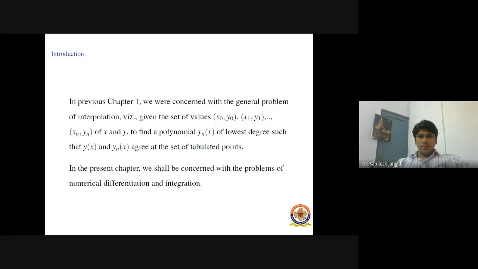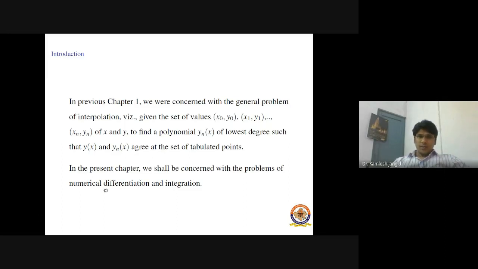In the previous chapter 1, we were concerned with the general problem of interpolation. That is, given the set of values x0, y0, x1, y1 and so on, to find the polynomial y_n(x) of degree n such that y(x) and y_n(x) agree at the set of tabulated points. It means we were given a set of n plus 1 data points and are interested to find the polynomial that passes through the given data points.